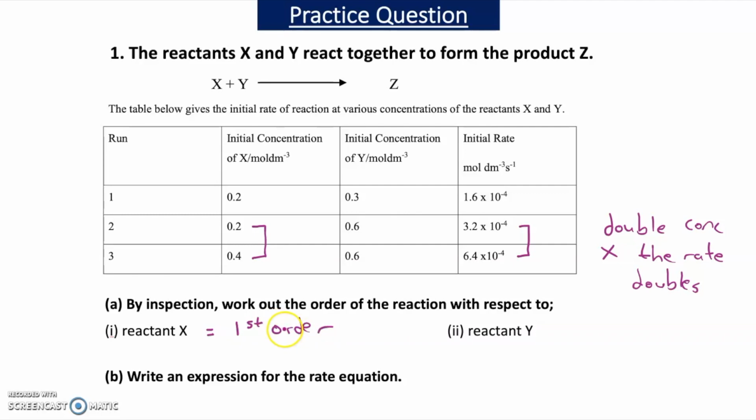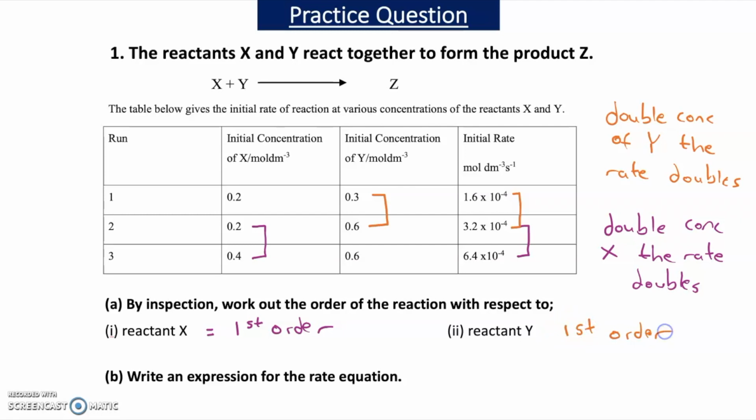Now to work out the order with respect to reactant Y, I once again have to look at the data. And if we look at run 1 and 2, I'm doubling the concentration of Y, while the concentration of X remains fixed at 0.2 moles per decimeter cubed. And when I double the concentration of Y from 0.3 to 0.6 moles per decimeter cubed, the rate once again doubles from 1.6 times 10 to the minus 4 to 3.2 times 10 to the minus 4. So therefore I can conclude that Y is first order as well.